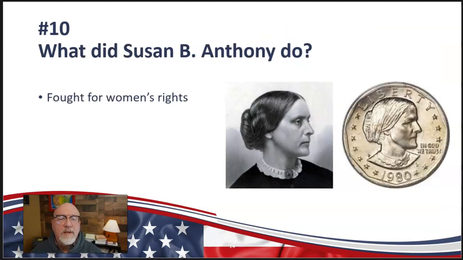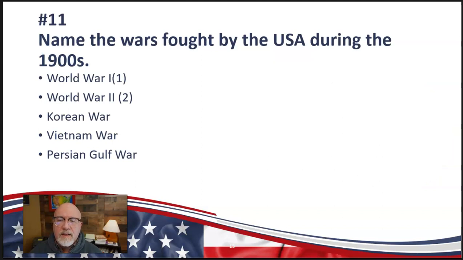Number 10, what did Susan B. Anthony do? And she fought for women's rights. So Susan B. Anthony was an American woman who worked for women to gain more rights, such as the right to vote. Number 11, name the wars fought by the United States during the 1900s. And there are 5 during the 1900s: World War I, World War II, the Korean War, the Vietnam War, and the Persian Gulf War were all wars fought by the United States during the 1900s.